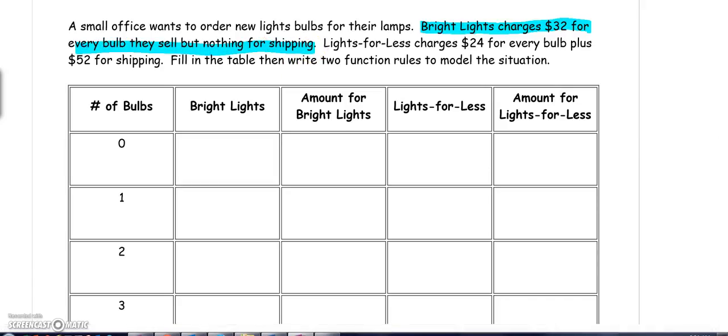My other company, Lights for Less, charges $24 for every bulb plus $52 for shipping. The $52 is a one-time fee, so no matter how many light bulbs I order, I pay $52 for shipping. So let's compare the amount of money for each company. So at Bright Lights, if I were to order 0 bulbs, 32 times 0 would be $0.